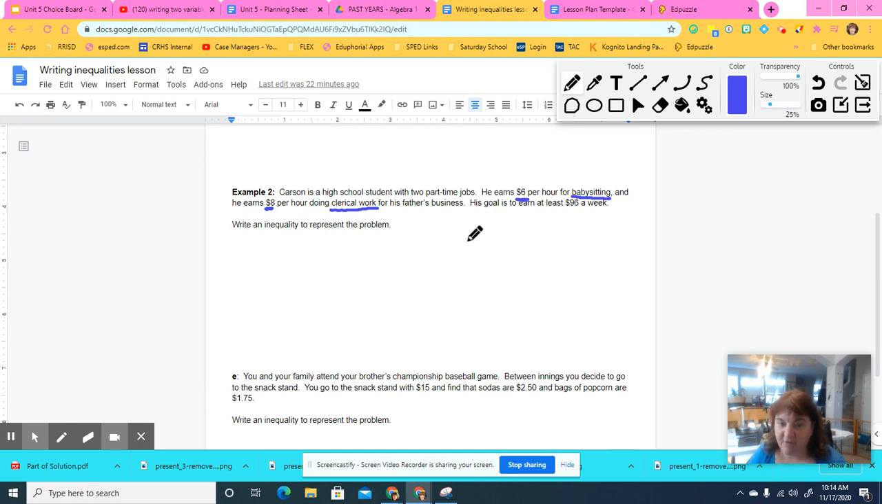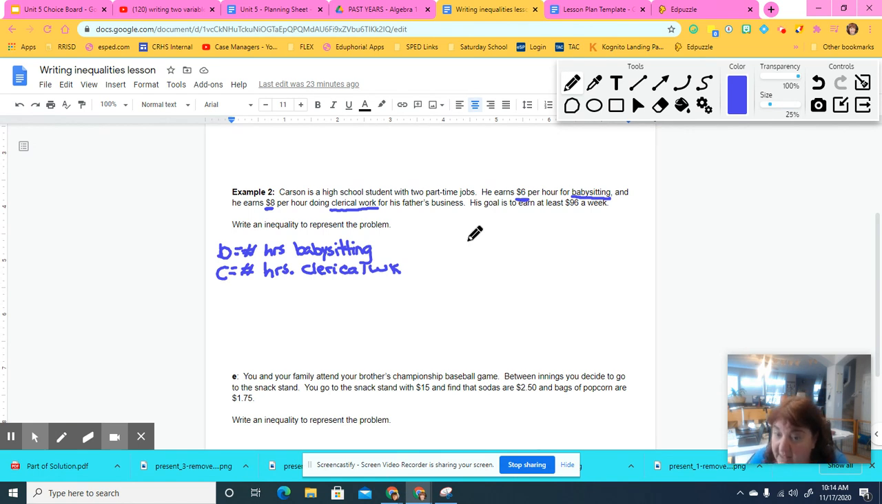Babysitting, there we go. And he earned $8 an hour for doing clerical work. Okay, we have 2 different things going on here, so we can go ahead and identify those. B is going to be the number of hours of babysitting, and C is the number of hours of clerical work. So now we have those 2 identified.